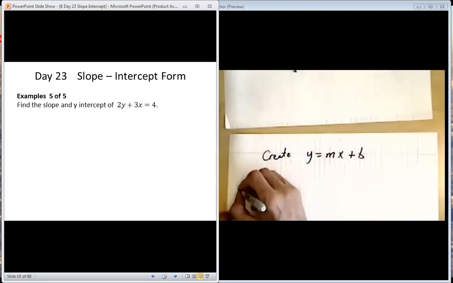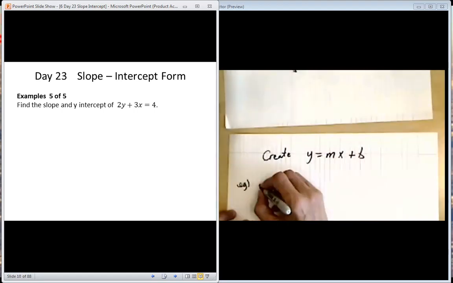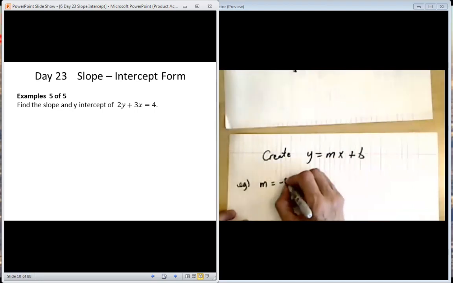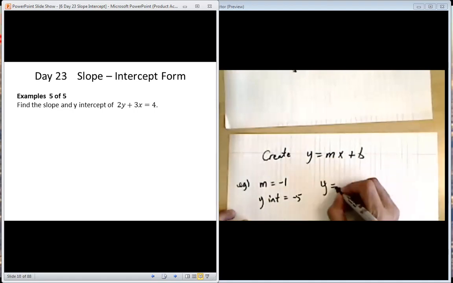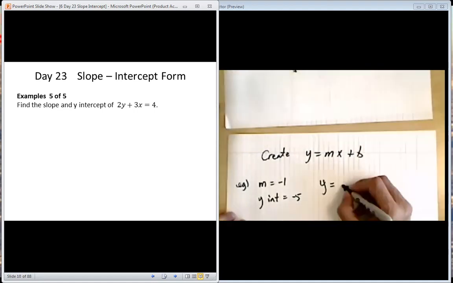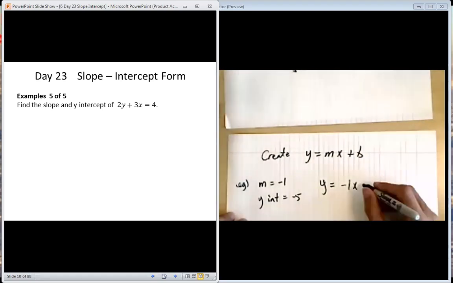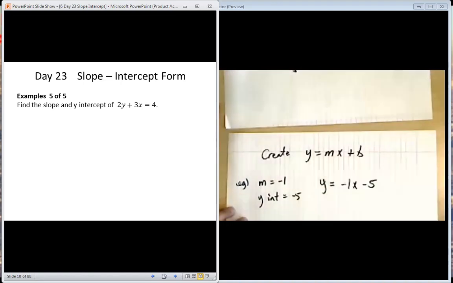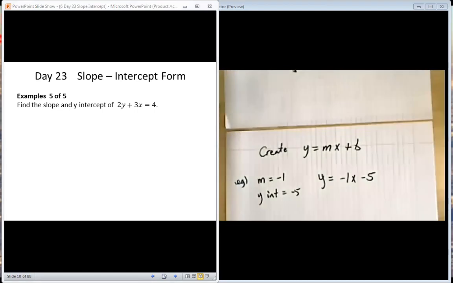As for one example, it tells you straight up that the slope is -1, and it tells you that the y-intercept is -5. And so what would this equation look like? y equals -1x, and then -5 for the y-intercept. So that's an example from question number 1. Question number 2.